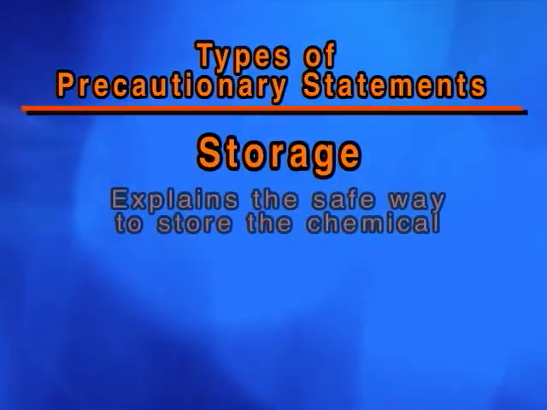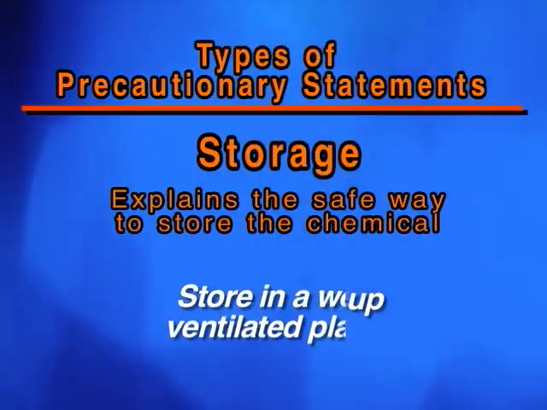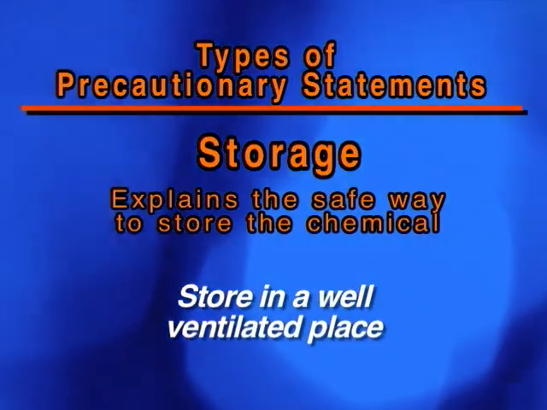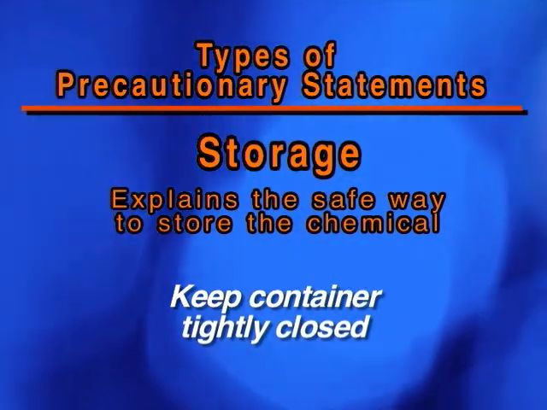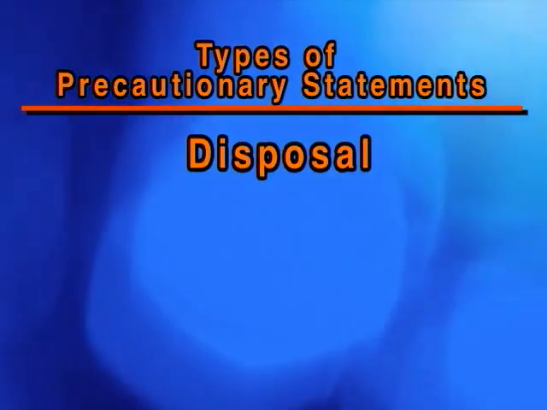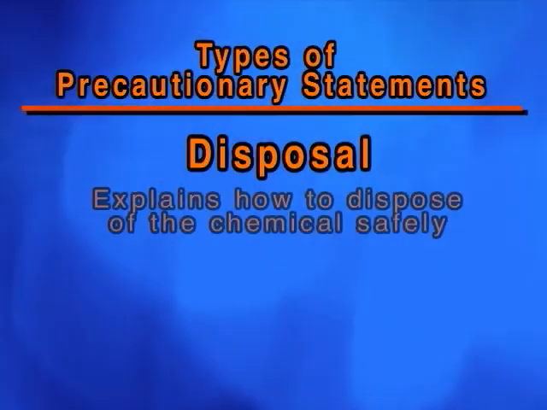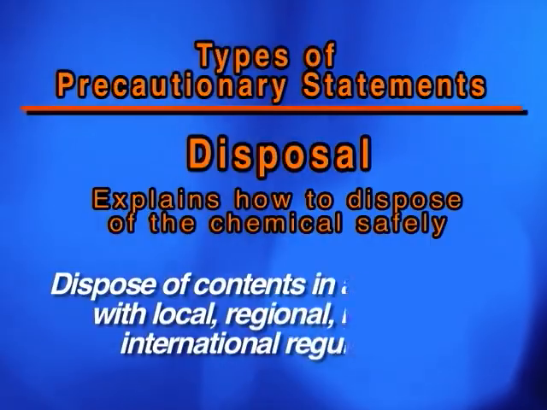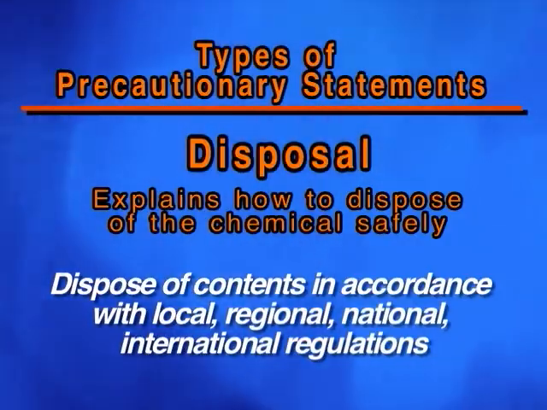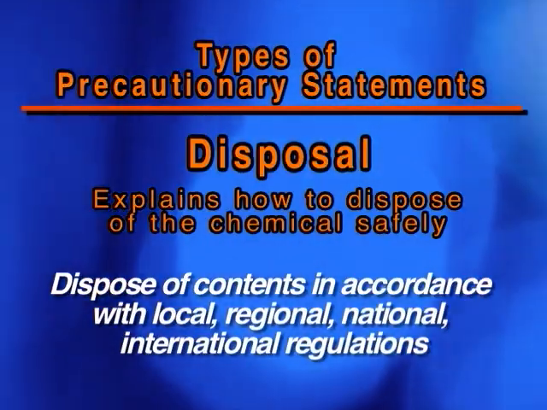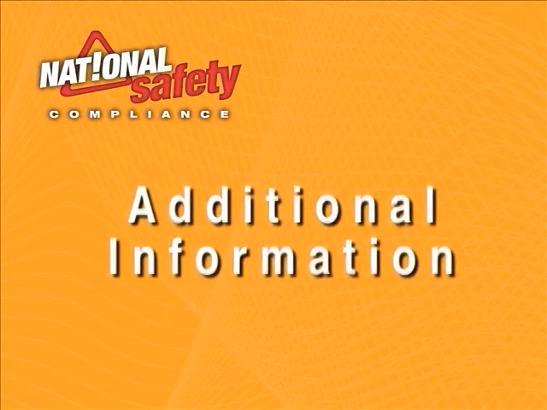Storage explains the safe way to store the chemical. "Store locked up" and "store in a well-ventilated place." "Keep container tightly closed" are statements you might see in this section of the label. Disposal: the last statement explains to the employee how to dispose of the chemical safely. "Dispose of contents in accordance with local, regional, national, international regulations" is an example of a disposal statement you might see on a label.